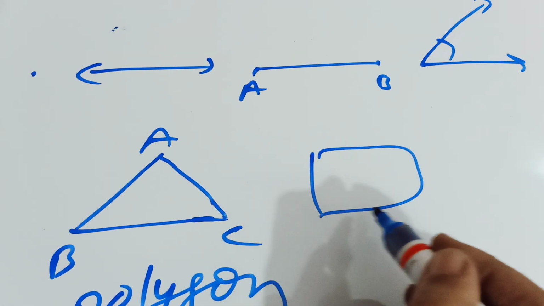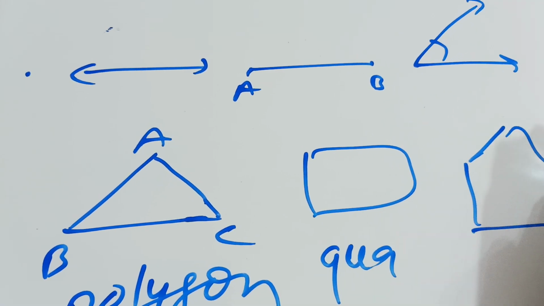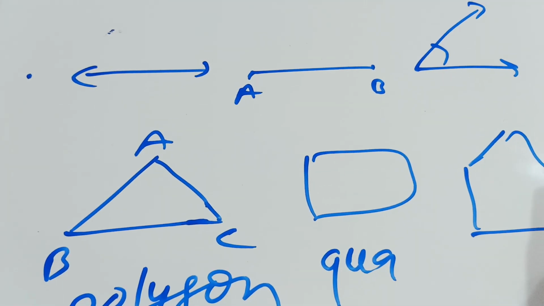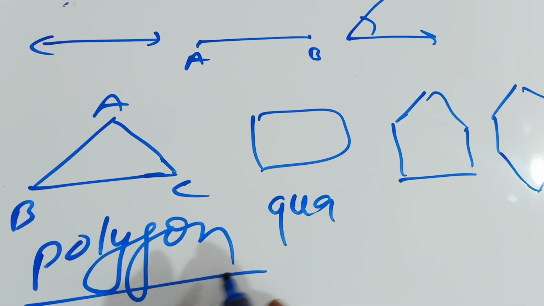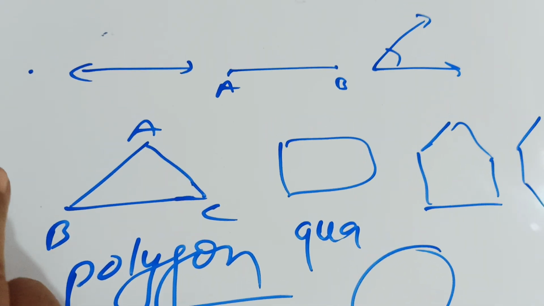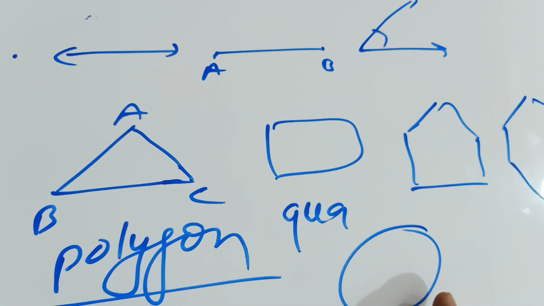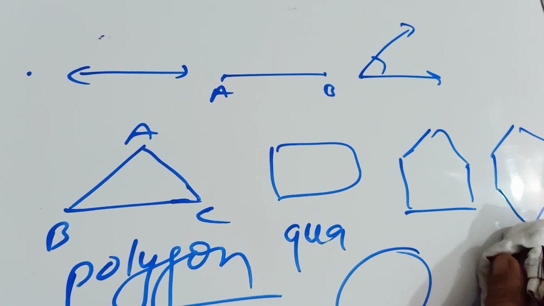Now four-sided quadrilateral, then pentagon, then hexagon, then octagon, nonagon, decagon, and again we reach at circle. Start from point, reach on circle. Something is magical here that we will discuss in another video. So what I would like to tell you, four-sided closed figure, you can write this definition, is called quadrilateral.